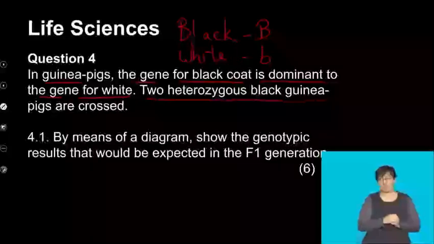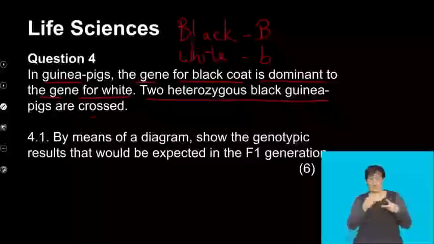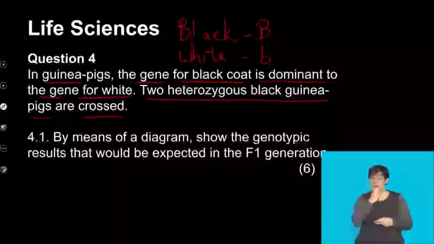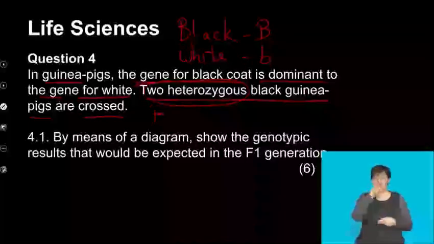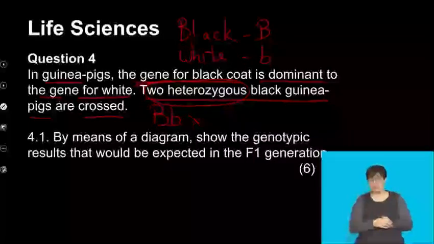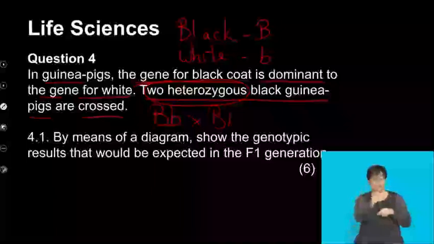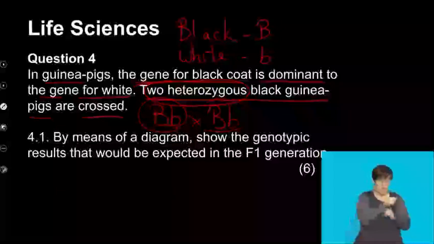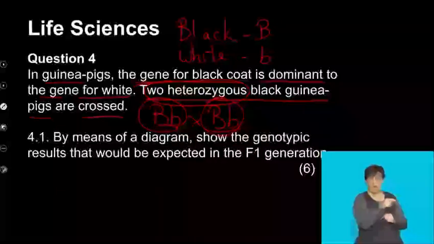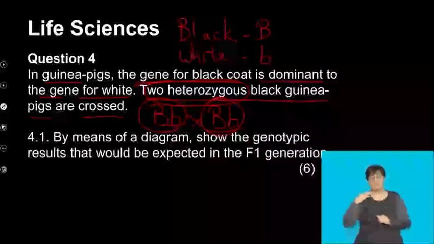Two heterozygous black guinea pigs are crossed. So again, the term heterozygous would be that they are crossed. So two heterozygous black guinea pigs are crossed. Now that's very quickly establishing the genotypes of the parents. Let's read the first question.